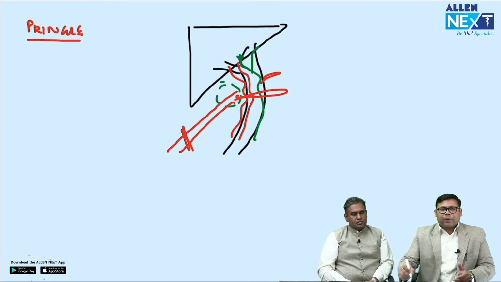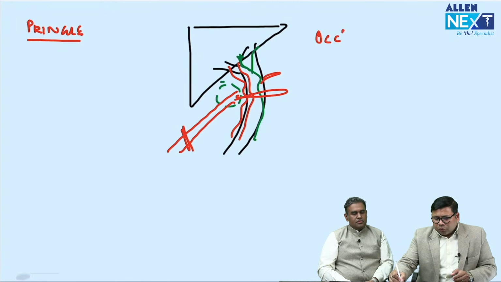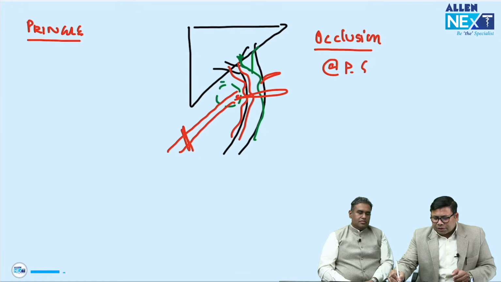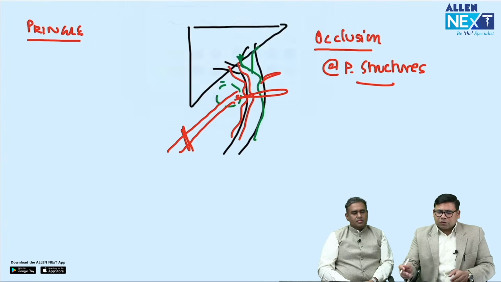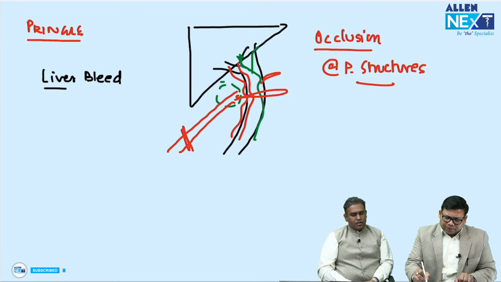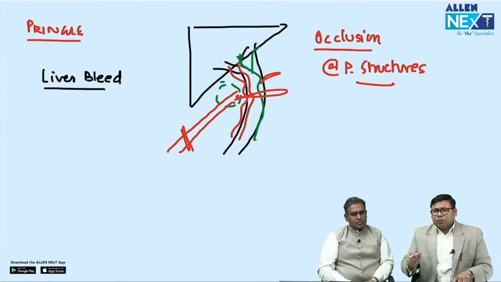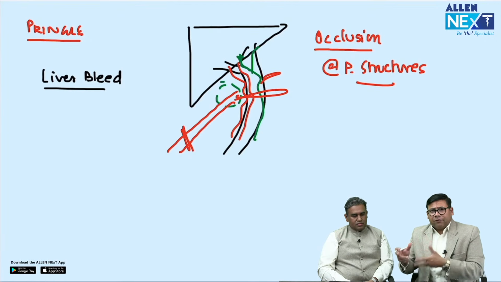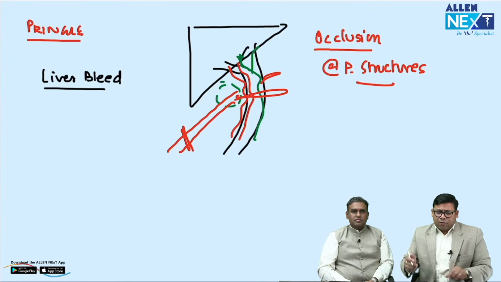When you clamp this space, you cause occlusion of what, students? Occlusion of the portal structures. This is very important. Now let us talk about this being also useful in case of liver bleeds. What is this Pringle's doing in this case? Basically, for cholecystectomy we don't require a Pringle's. It is during liver bleeds that we actually require the Pringle's.